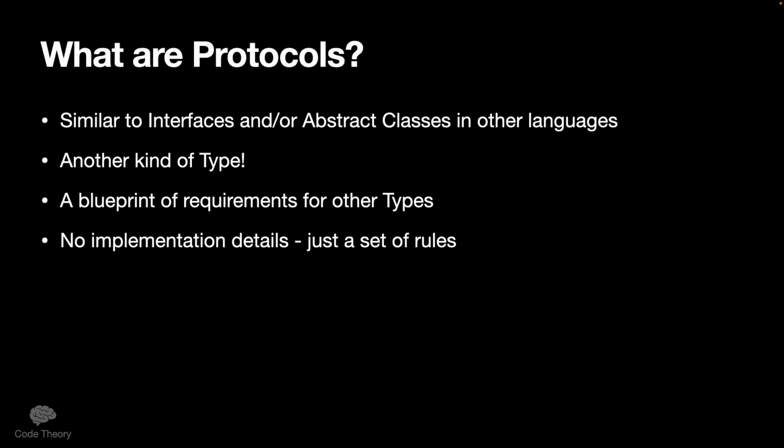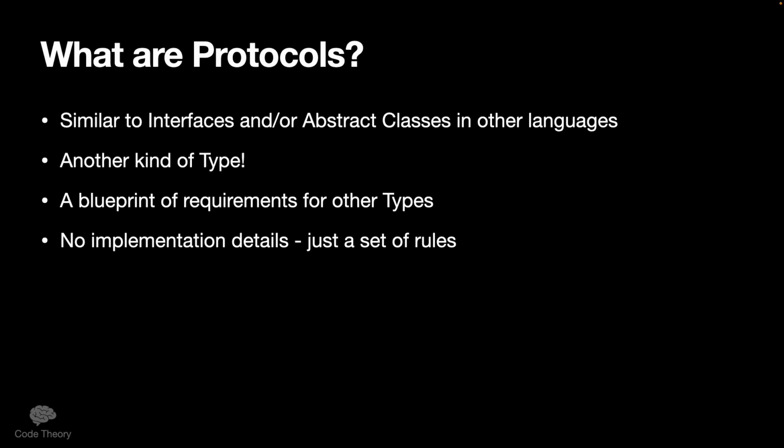Okay. Protocols. So what are protocols? In Swift, protocols to start with are very similar to interfaces. If you're familiar with interfaces or abstract classes in other languages like C++ or C# or Java, I think Python has interfaces as well. I'm not terribly familiar with them. TypeScript, I think, also does. So they're in a lot of languages. Protocols are a lot like them, but not exactly like them, which is why we have to talk about them in detail. This is another kind of type.